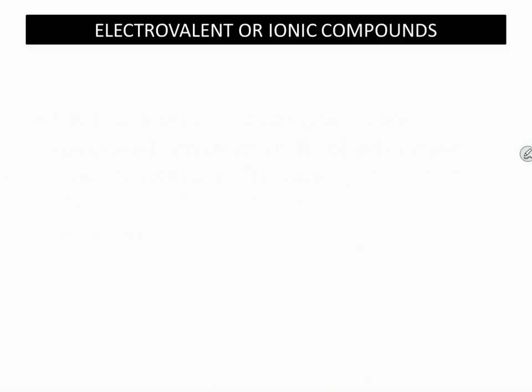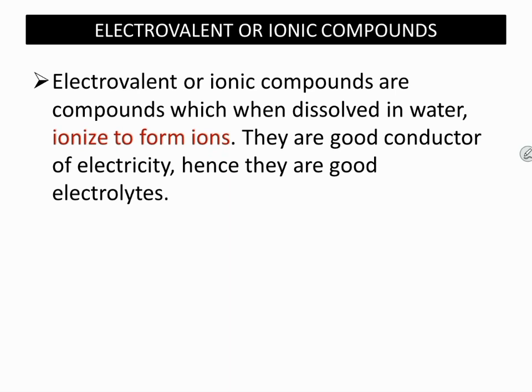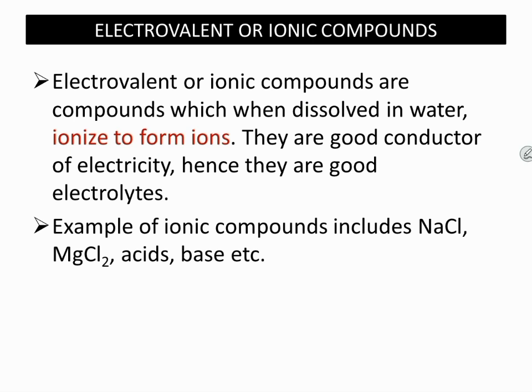Okay, now electrovalent or ionic compounds. What are electrovalent compounds? Electrovalent or ionic compounds are compounds that ionize in water to form ions. They are normally good conductors of electricity, hence we say they are good electrolytes. Examples of electrovalent compounds are sodium chloride, magnesium chloride, acids, and all the bases. So all the acids and all the bases are electrolytes because they will conduct electricity, because they all ionize in water. So I hope you know how to identify electrovalent compounds or ionic compounds.